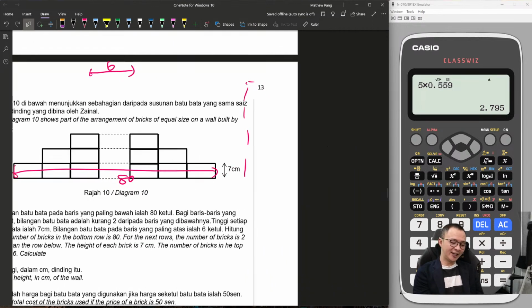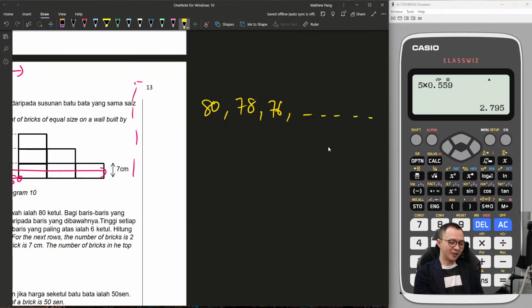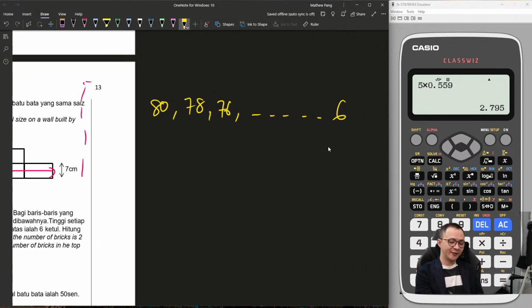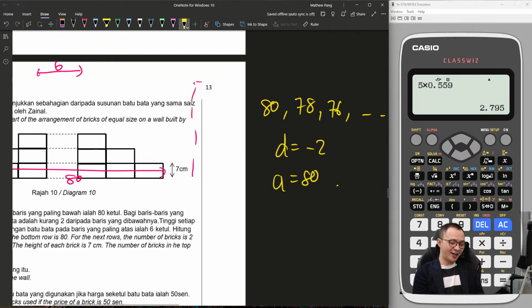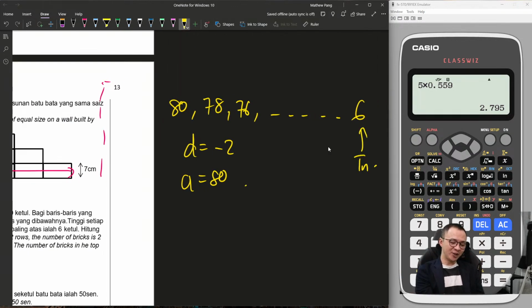So here, at least I know the first term and the last term, right? My first term is 80. Keep on minus 2. That means 78, 76, and keep going. The last one is 6. This is all the information I have. Of course, I know my d is negative 2 and a is 80. Then we can easily find how many rows we have. So we want to know what n is for Tn. So a plus (n minus 1)d equals 6.